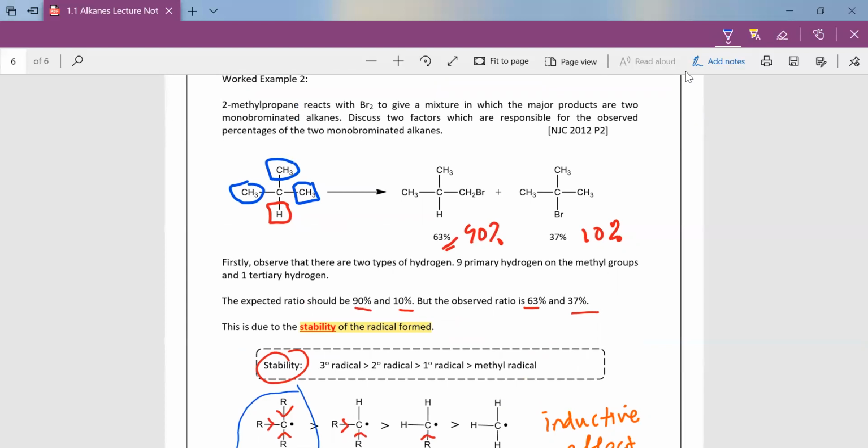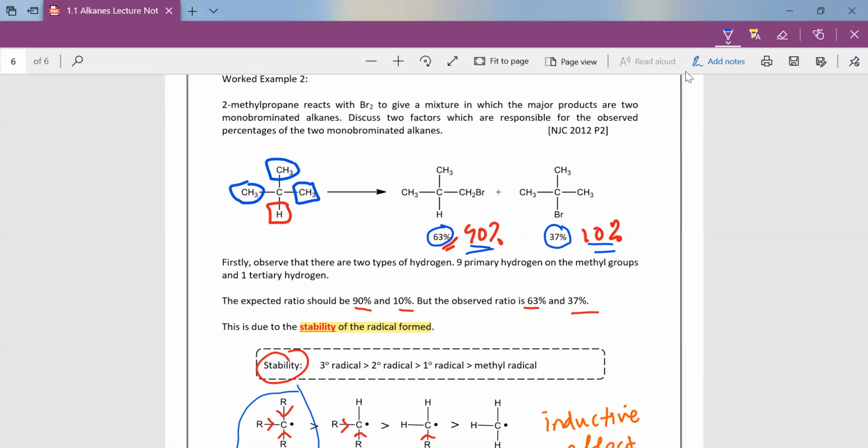If you're just looking at the probability factor, then of course you're supposed to get 90% of the first kind and 10% of the second brominated alkane. But when we look at the actual numbers, the percentage doesn't tell us that. So why? Because of the stability of the radical.